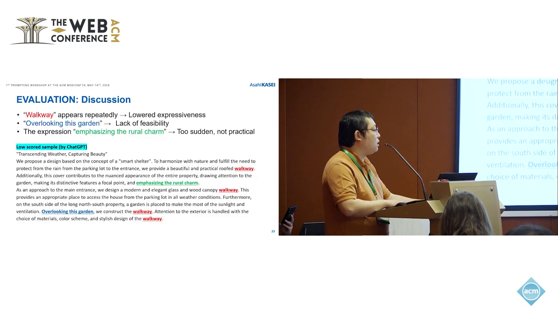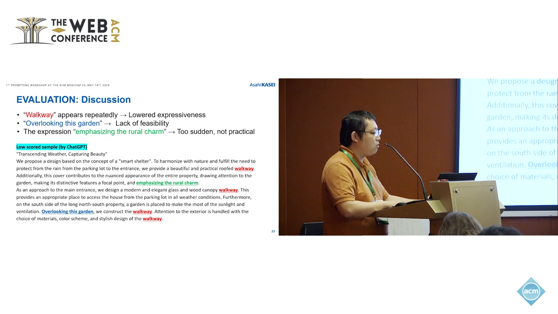The next is error analysis. We analyzed the design summary generated by ChatGPT, which had low scores in all metrics. The design summary had the following characteristics. Firstly, the word walkway appeared repeatedly. It is expected that this lowers the expressiveness. Secondly, the walkway is described as overlooking the garden. In response to this, the evaluator pointed out that it lacks feasibility. There is also the expression emphasize the rural charm. This is too sudden and not practical.